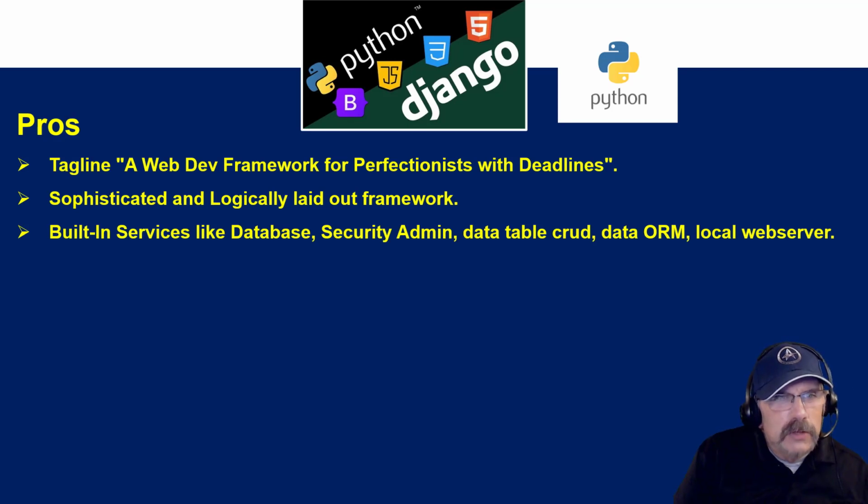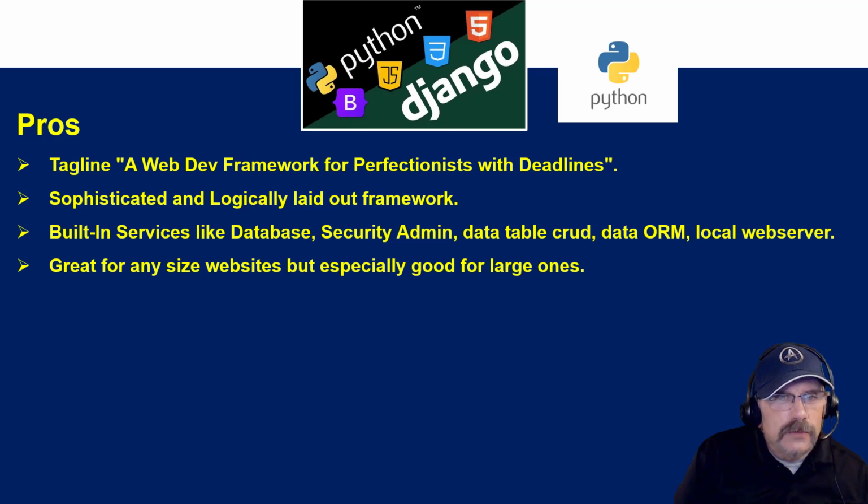It comes with built-in services like support for databases, security admin, data table CRUD. Related to the database, you get an object relational mapper called an ORM, right? That's what they call them, ORM, object relational mapper, and a local web service so you can develop and test locally without having to deploy to some environment. Django is great for all size websites, but it's really good for large ones. In other words, you got lots of pages and lots of different functionality, and you want to maximize reuse.